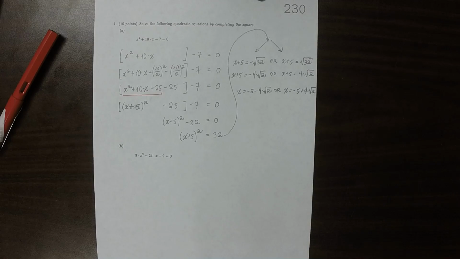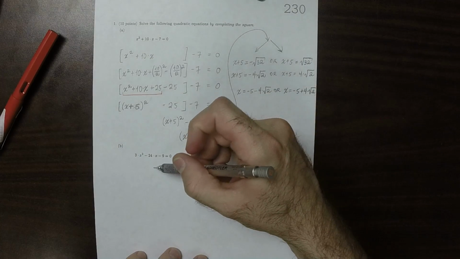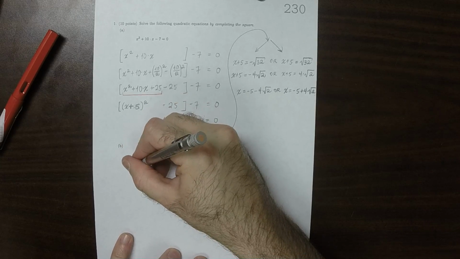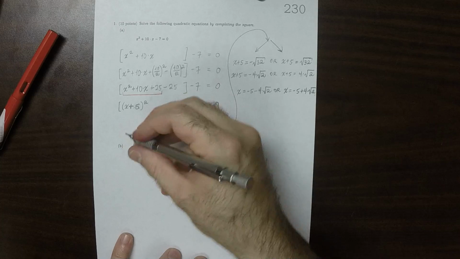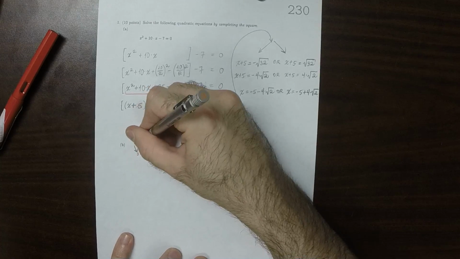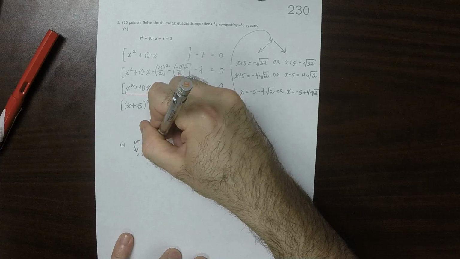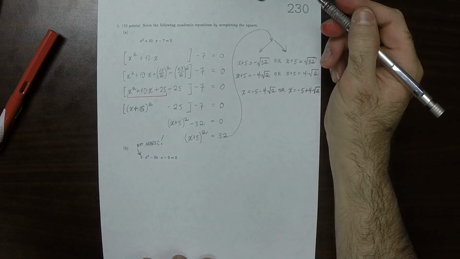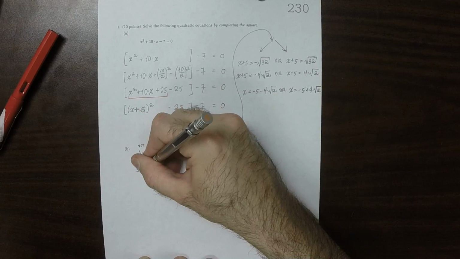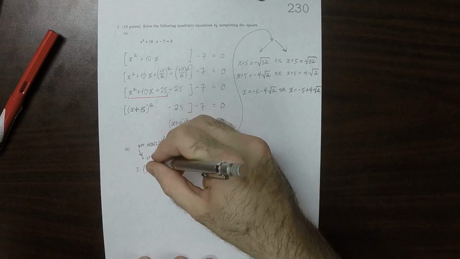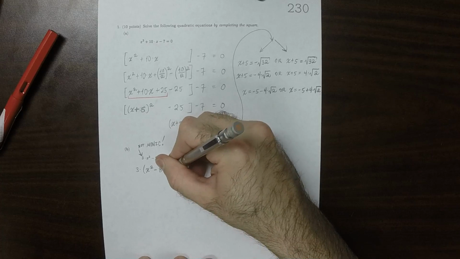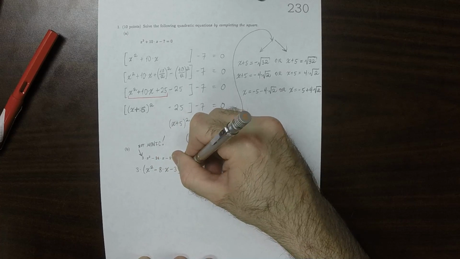Okay, so for the second one, observe that you can factor out a 3 before I do any work. And I'll note that this is not monic. But I'm going to do myself a favor and note that if I factor out a 3, then I get x squared minus 8x minus 3 is equal to 0.